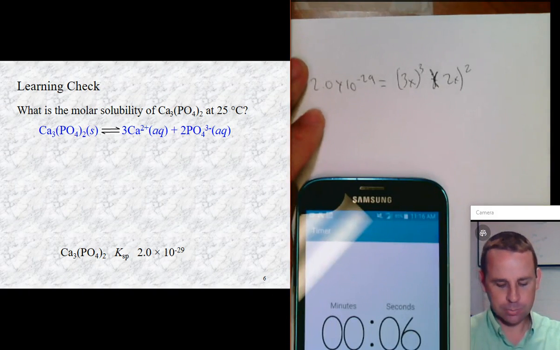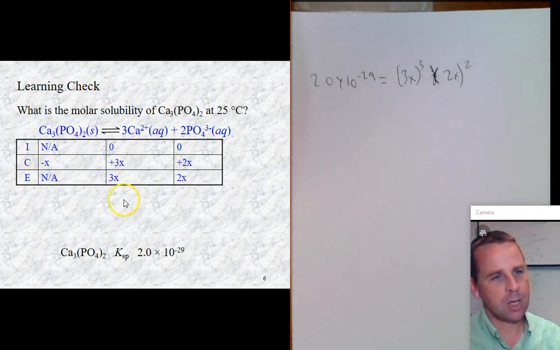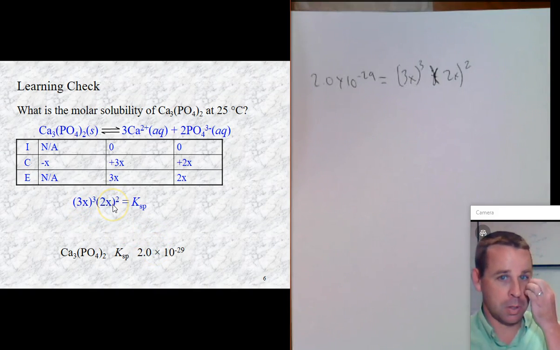All right, so if you look at an ice table of this, the change is going to be a plus 3x and a plus 2x. Now, why wasn't it just x? Because of the coefficients, right? And then, once you put that into an equilibrium expression, it's 3x cubed, because there's a 3 there, and 2x squared, because there's a 2 there. Therefore, this value, 2 times 10 to the minus 29, is going to equal 3x cubed times 2x squared.